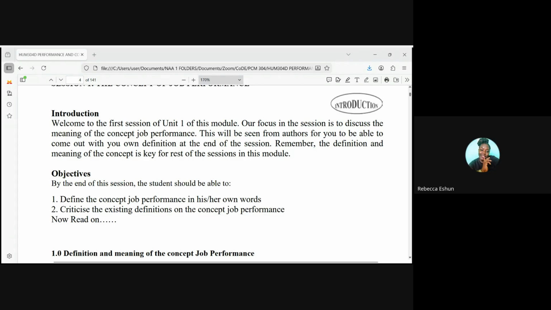Madam, I would want to add something to it. Yes, please go ahead. Is that Rebecca? Job performance is the degree to which an employee effectively and efficiently carries out assigned job duties and responsibilities to achieve organizational goals. That's wonderful. I like those words, effectively and efficiently. Somebody can do a job, but it will not be effective and it will not be efficient.